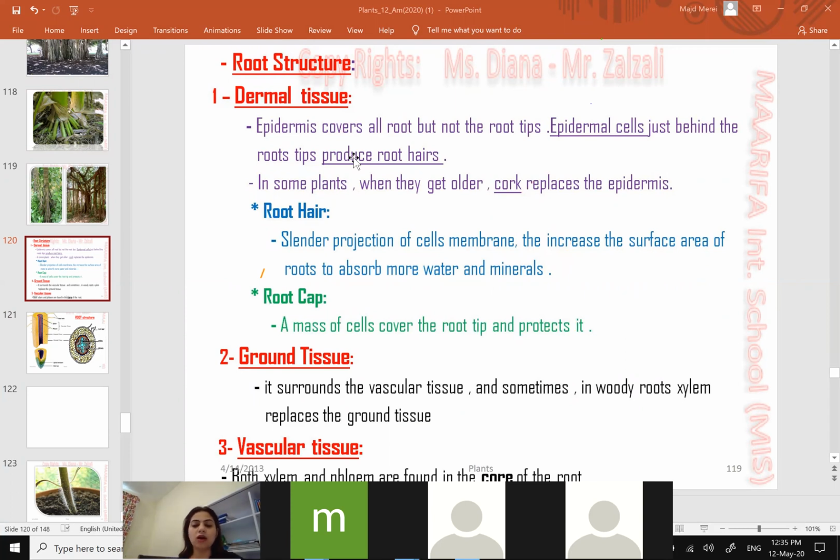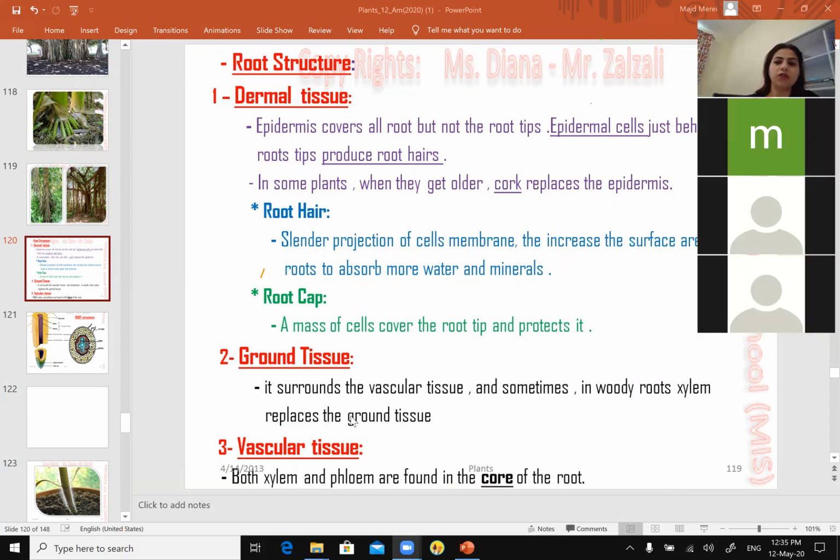I'm going to start with the third part, which is here, vascular tissues, number 3. What are the two vascular tissues? Xylem and phloem. So both xylem and phloem.